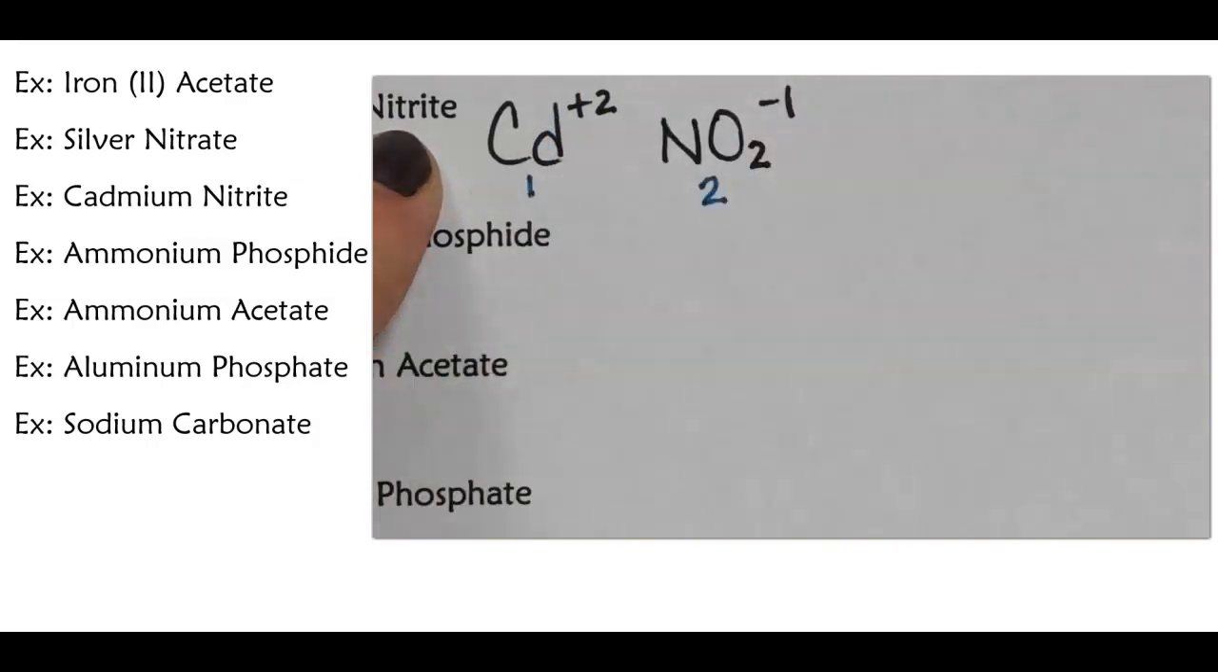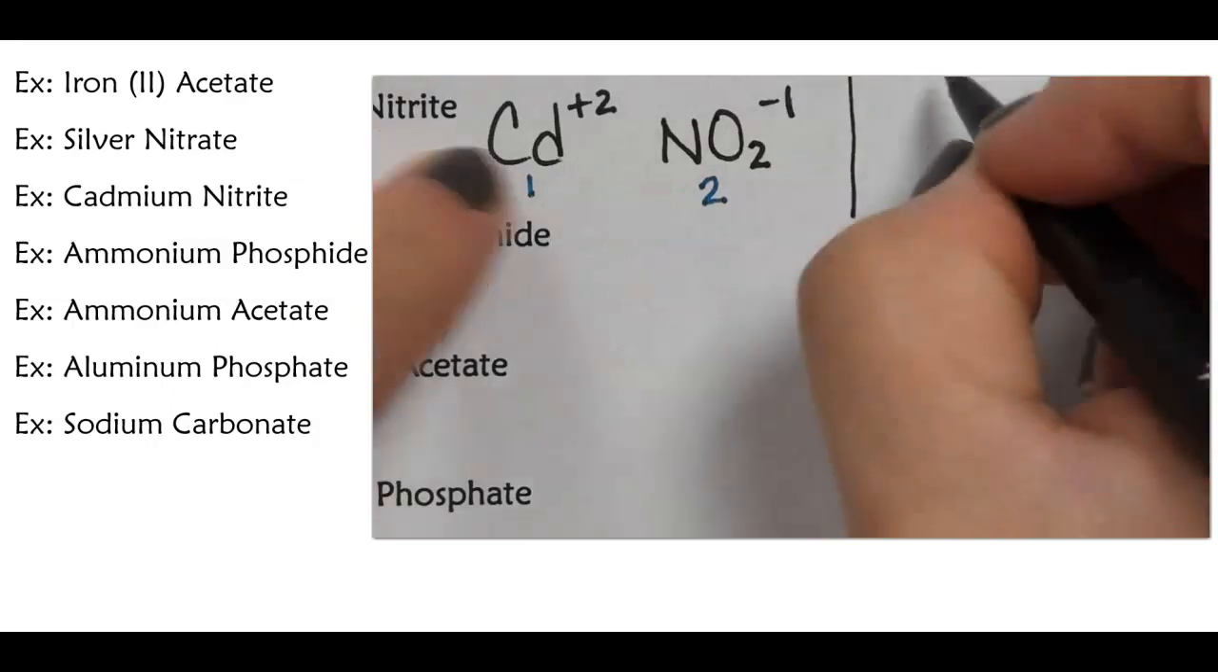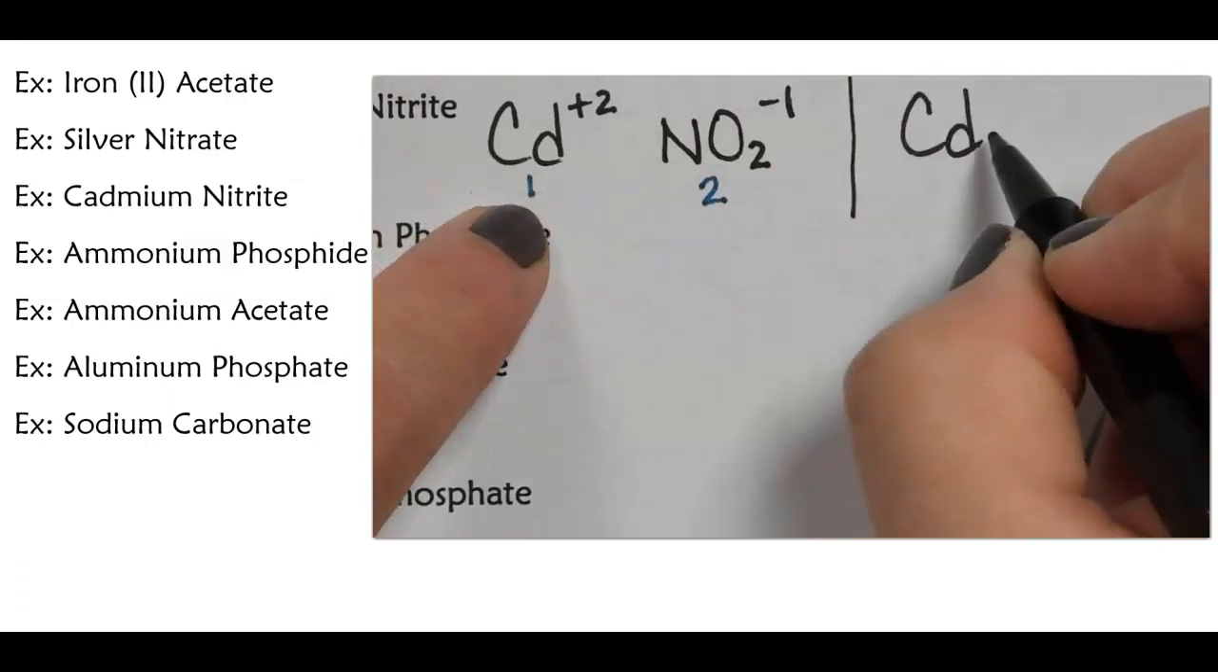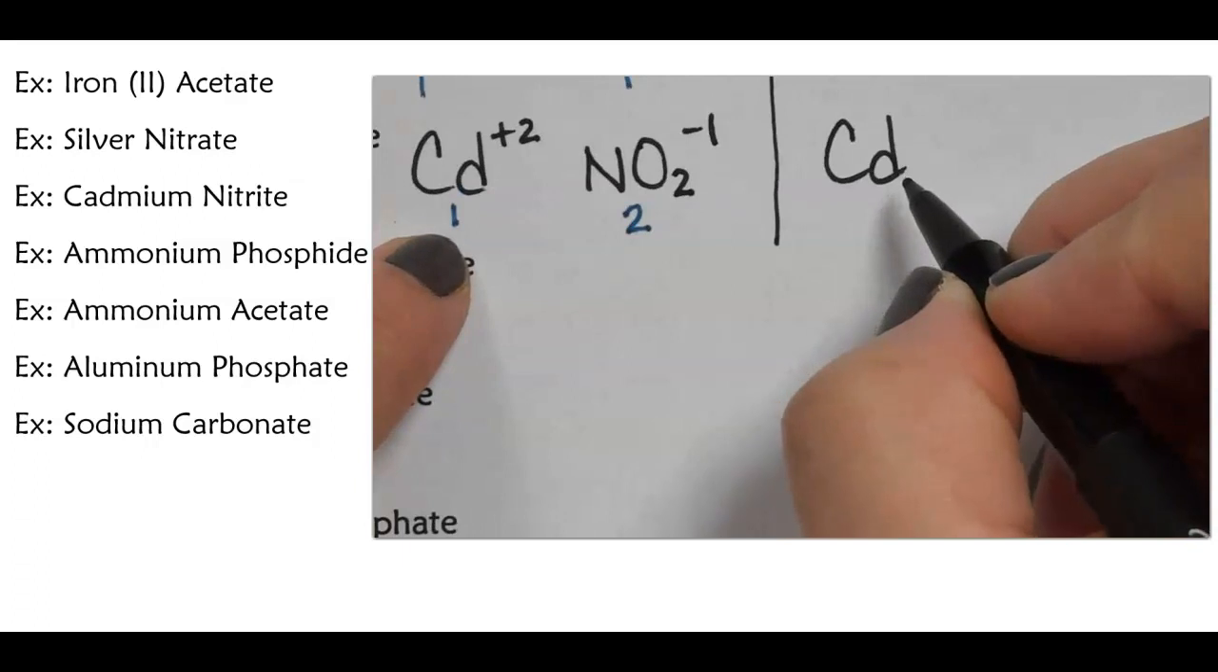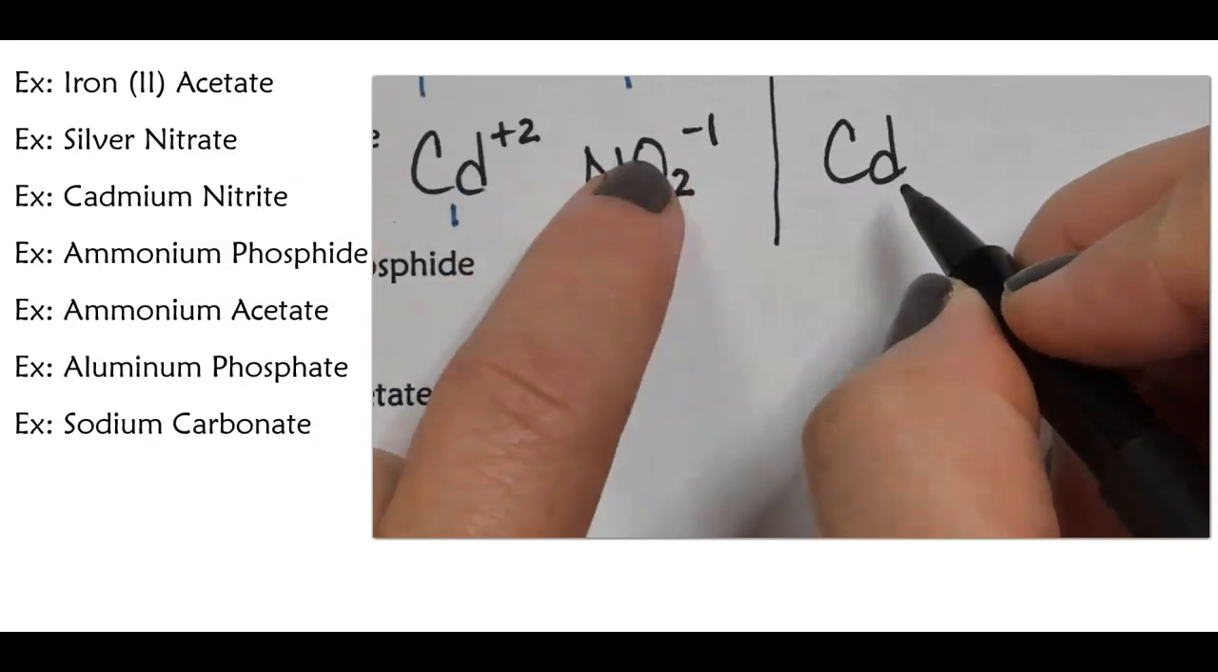So I'm only going to need 1 of the cadmium. So my formula is going to be written as Cd, subscript of 1, which we don't write, and then notice I need 2 nitrites.